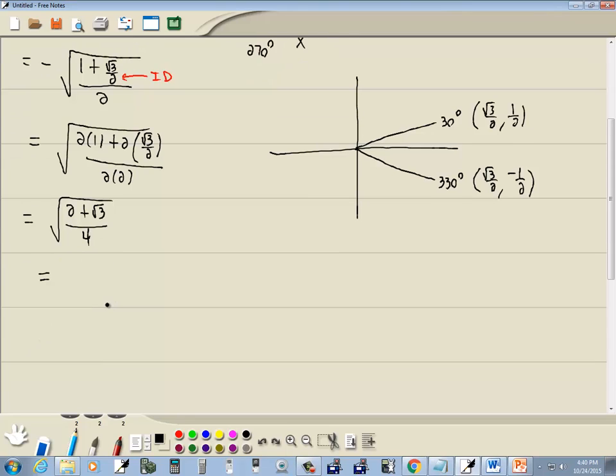But now we have a fraction inside the square root, so we want to get rid of that. We'll break it up: we'll put a square root around the top and a square root around the bottom. Now we can't have a square root in the denominator, but this one works out very nicely. Square root of 4 gives us 2. So this would be our answer.